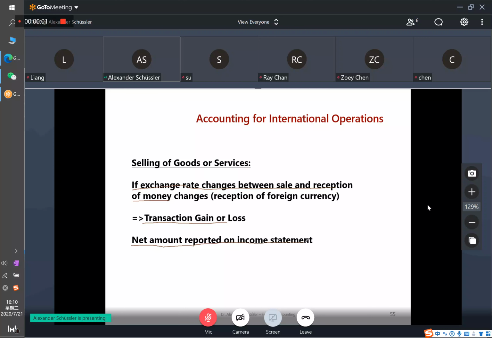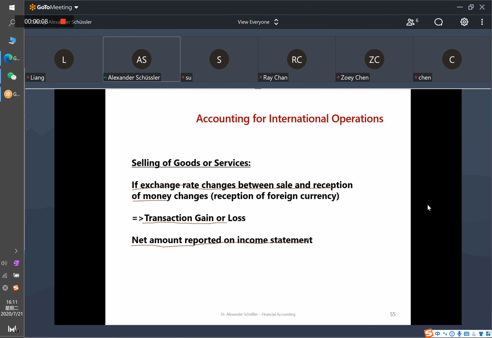On the income statement. These transaction gains or losses can have a huge impact on earnings. Earnings are what analysts are very focused on, and whatever the currencies and the exchange rates do can matter and can influence the earnings of a company.